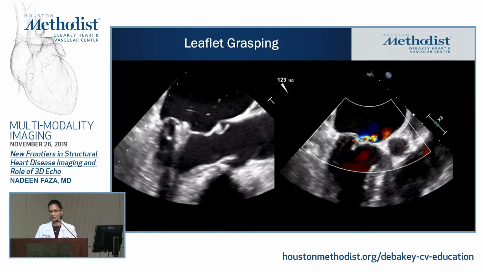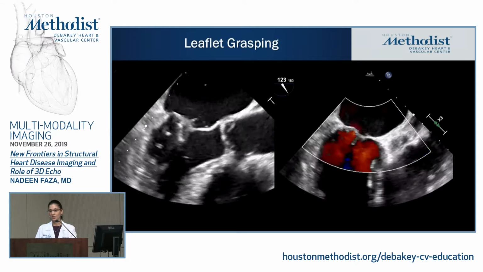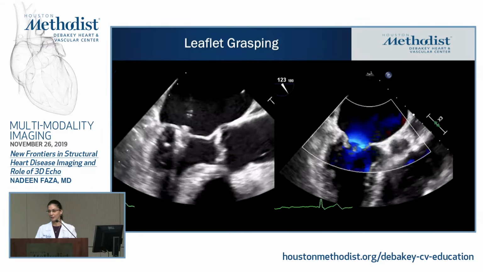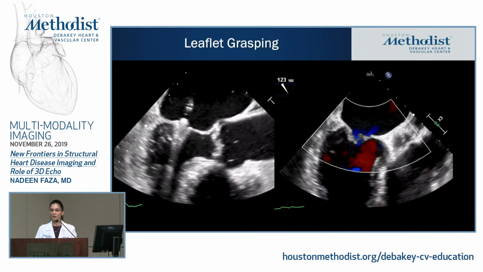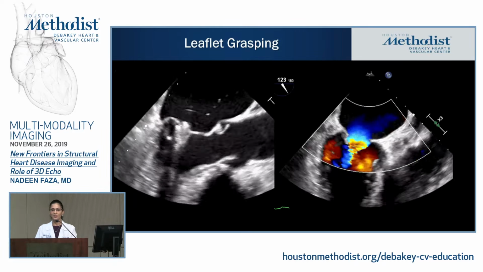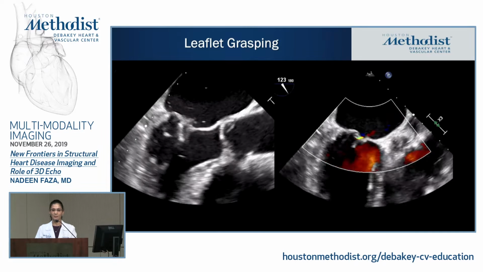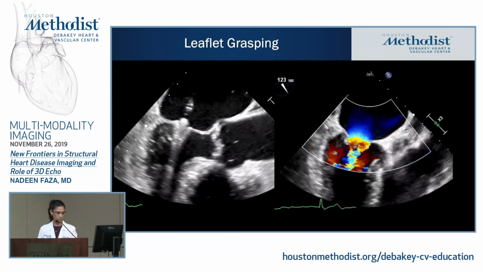And that's why it's important for baseline imaging to have a 3D mitral valve area, because if you're starting with a mitral valve area more than 4, then the risk of developing MS after a clip is deployed is much less.